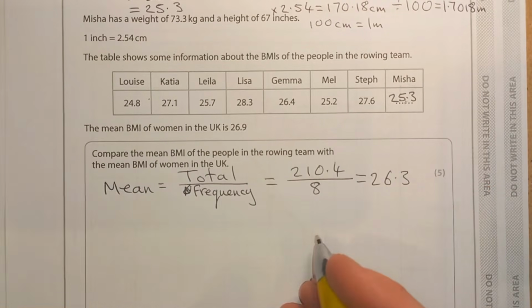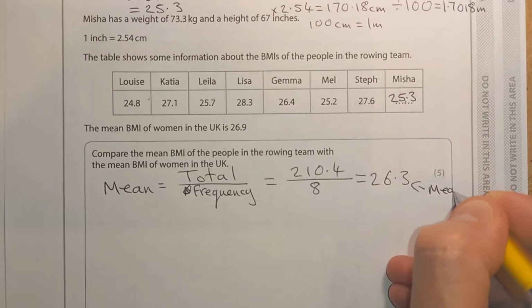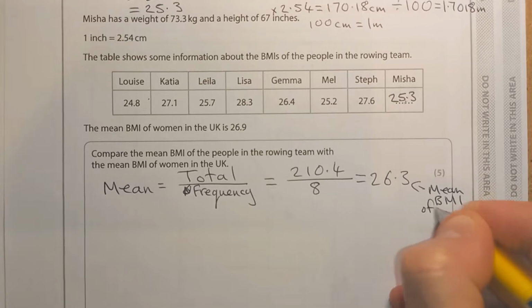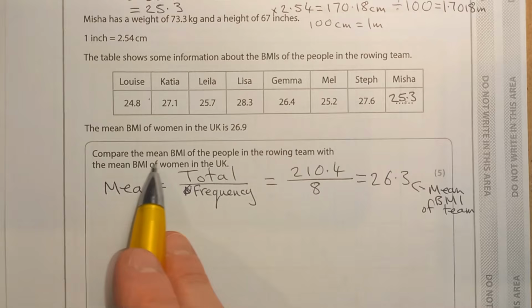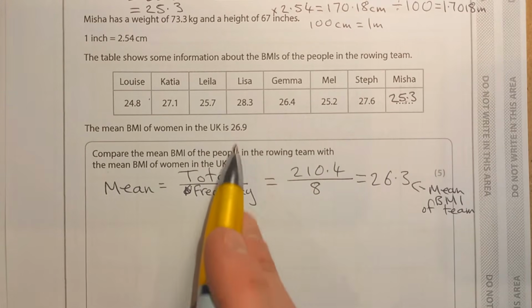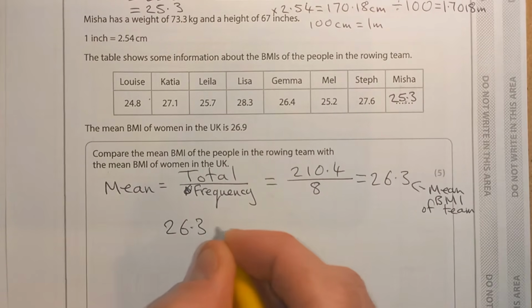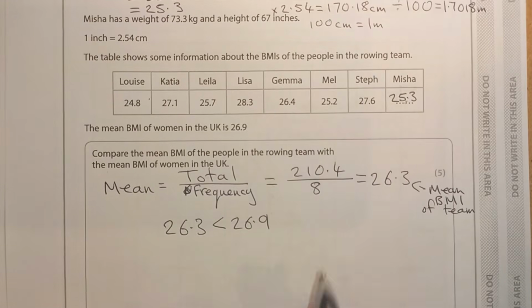26.3. Right, so this is the mean BMI of the team. Compare the mean BMI of the people in the rowing team with the mean BMI of the women in the UK. So we've got 26.3 is less than 26.9.